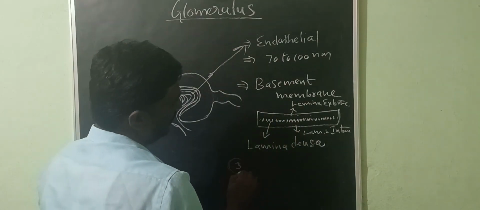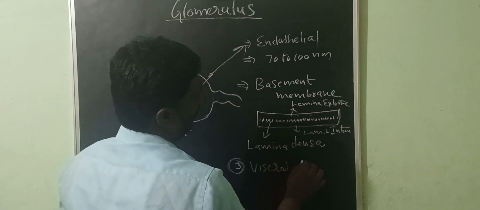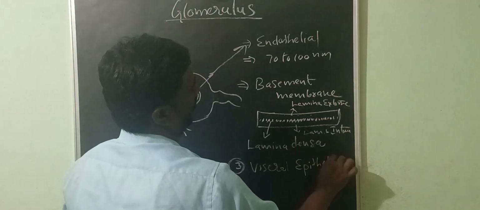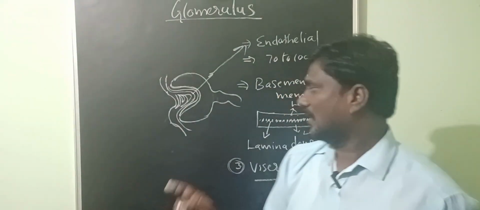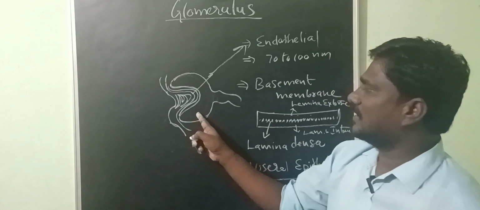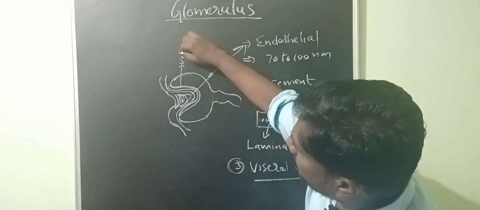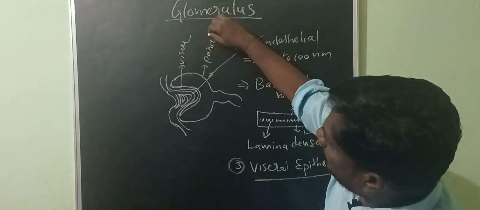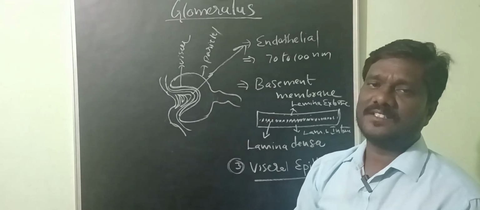Next, the third one is visceral epithelial cells. Bowman's capsule is made with two layers. One is the visceral epithelial cells. Next, this one is the parietal epithelial cells.